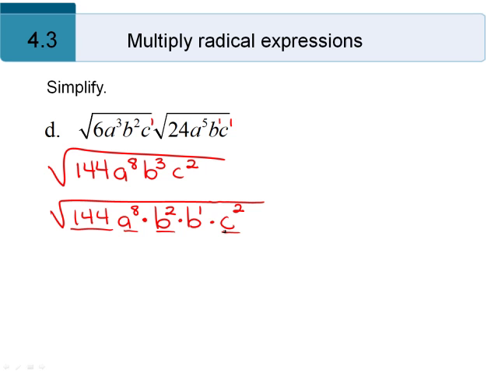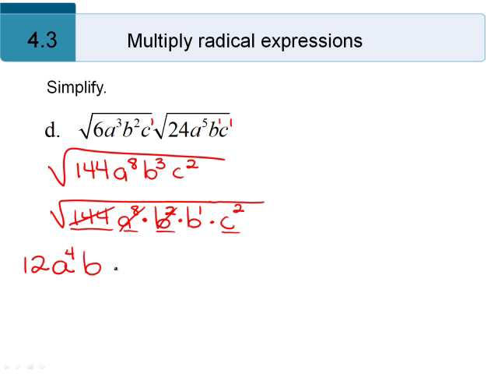Okay, and now we take the square roots. So the square root of 144 is 12. That comes out front. Okay, a to the 8th, if you divide that by 2, comes out as a to the 4th. That's gone. B squared, if you divide by 2, comes out as just b. So b squared is gone.